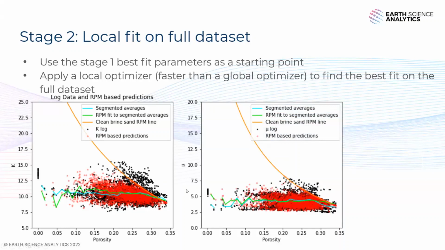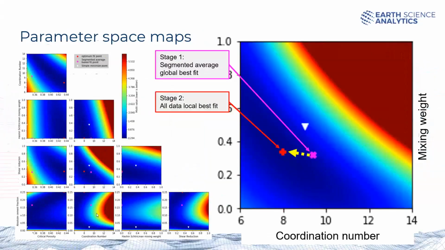To give you an example of how this sits in parameter space, we've got some parameter space maps. So this shows us for each pair of fit parameters, so coordination number, critical porosity, Hashin-Shtrikman weight, shear reduction, and cement fraction, where our various points are. We've blown up one of them here so we can see it in more detail. The pink cross is our global optimized final point based on a set of segmented averages.